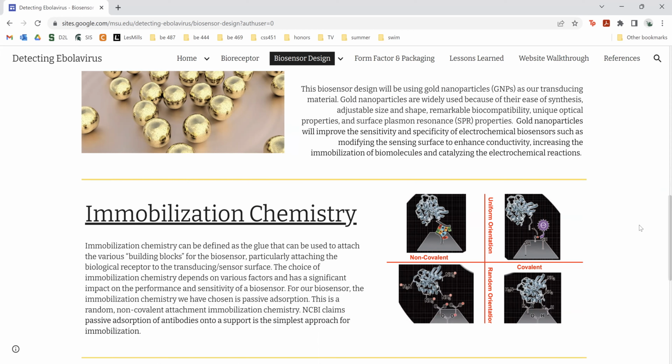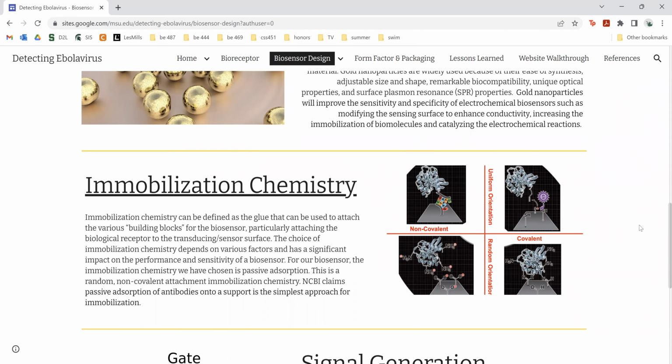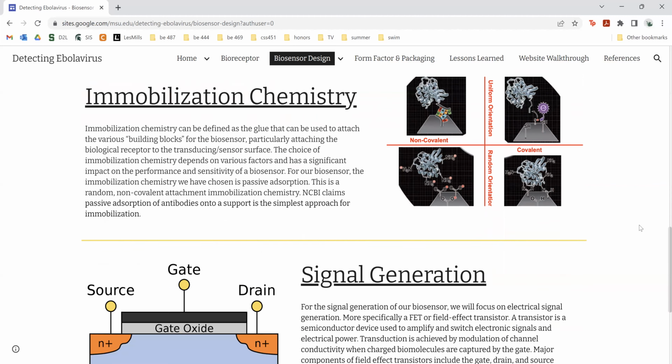The immobilization chemistry we chose was the passive absorption. The choice of immobilization chemistry depends on various factors and has a significant impact on the performance and sensitivity of a biosensor. This is a random non-covalent attachment immobilization chemistry. We found that NCBI claims passive absorption of antibodies onto a support is the simplest approach for immobilization.